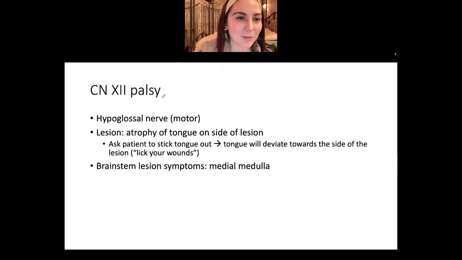All right, which we'll get to, and then cranial nerve 12. So this is your hypoglossal nerve, and it kind of tells you: hypoglossal, glossal, tongue, and this is motor function of the tongue. So the tongue has tons of innervation.